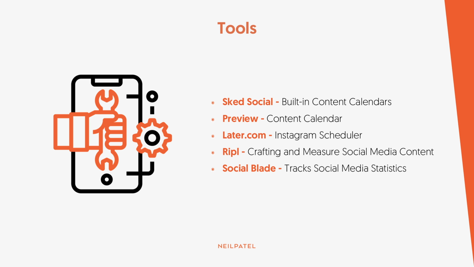Some other tools is Sked Social. It's got built-in content calendars. Preview, another content calendar. Later, Instagram Scheduler. Ripple, crafting and measuring social media content. And Social Blade, of course, which many of you already know, is for tracking your stats on if you're increasing followers, if you're not, how many images you're posting. It'll tell you what's causing your numbers to go up or down.